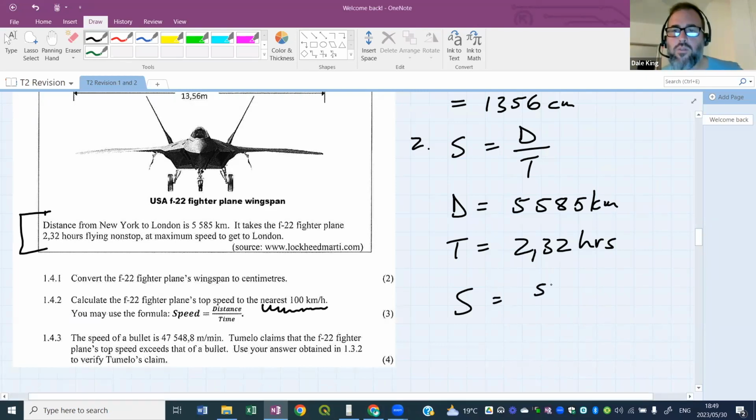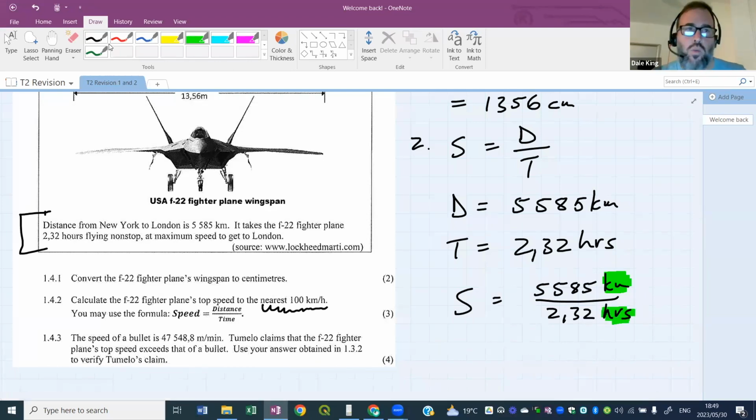So 5,585 kilometers at the top and 2,32 hours at the bottom. Now, I'm going to press the buttons in the calculator and we're going to get an answer out. Please pay attention to what I'm showing you now. In the speed, distance, and time formula, if you give the formula kilometers and you give the formula hours, you will get kilometers per hour out.